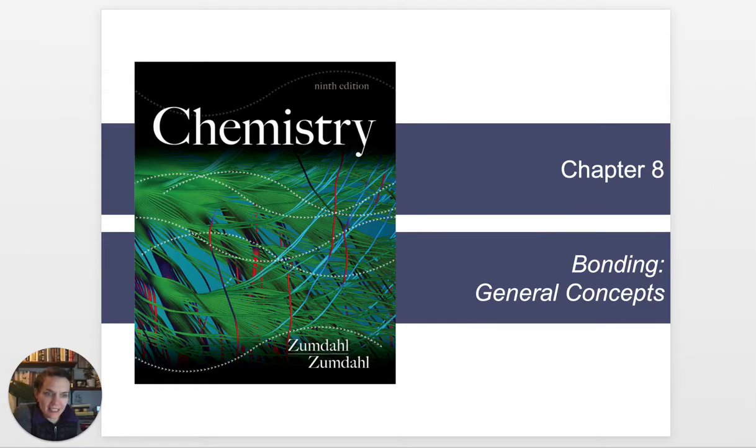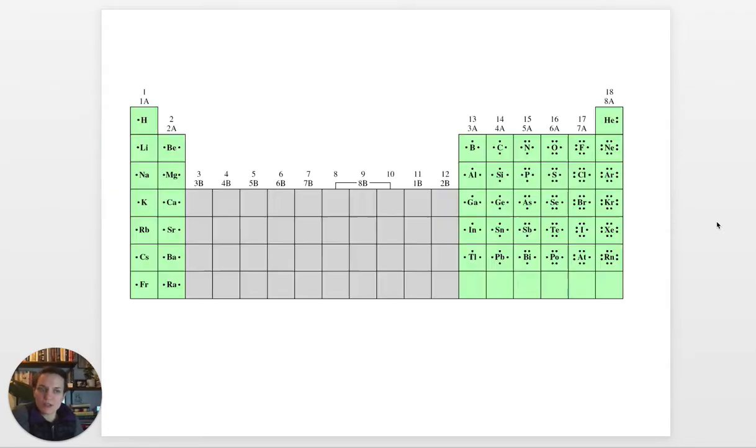The second lecture of Chapter 8. Super exciting. So last lecture we covered a lot of ground, and now we're ready to keep rolling into starting to draw molecular structures. The last chapter really focused on looking at bonding trends that we already knew, but then seeing them more in depth from the perspective of what exactly is happening at the atomic level.